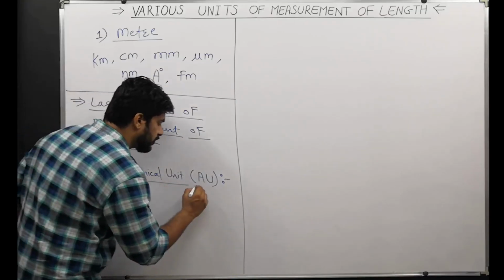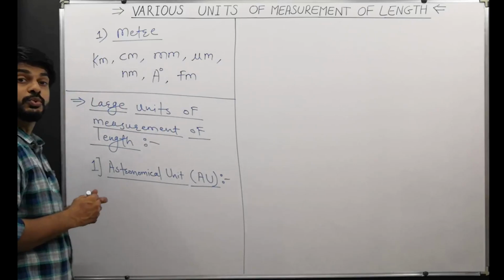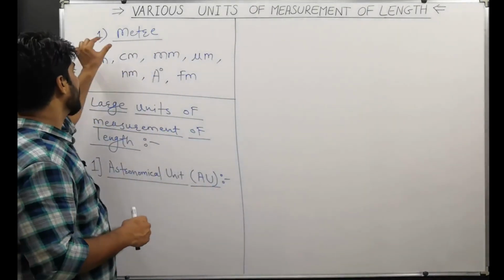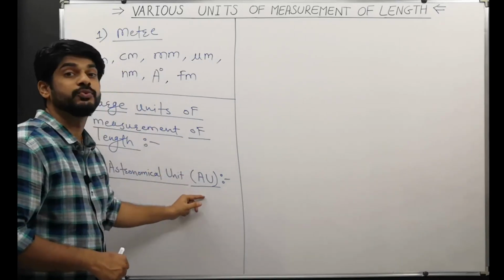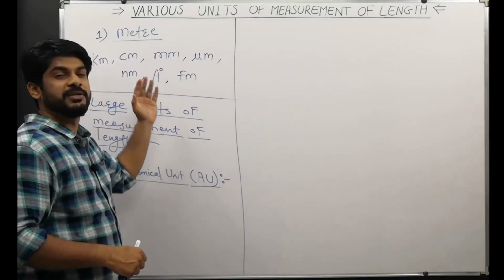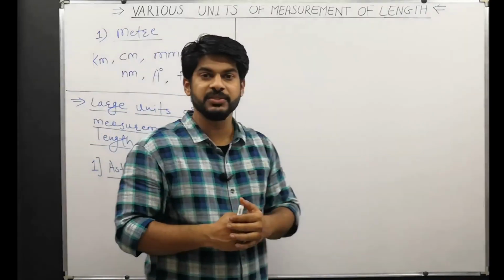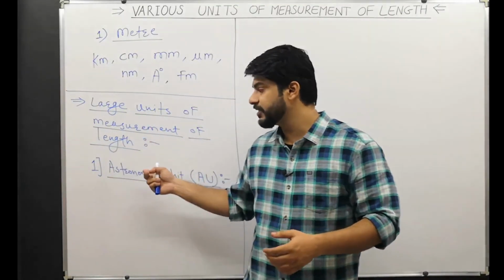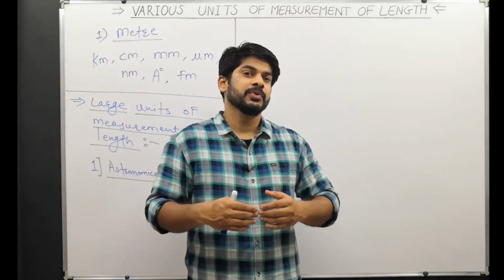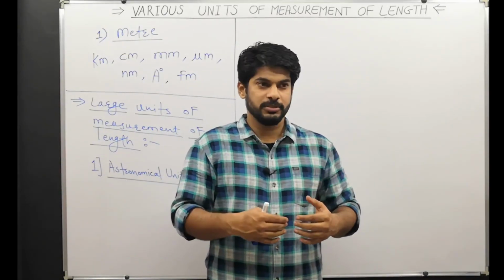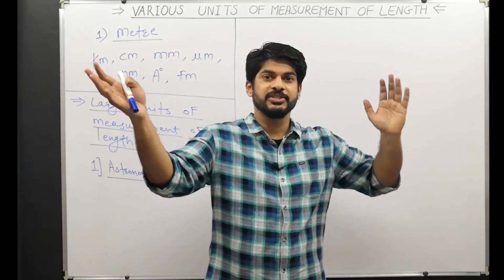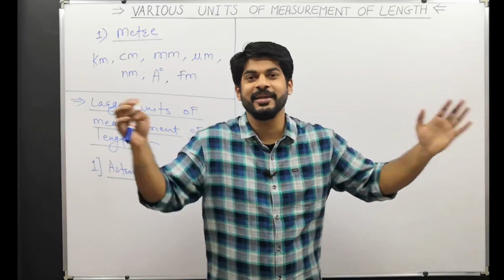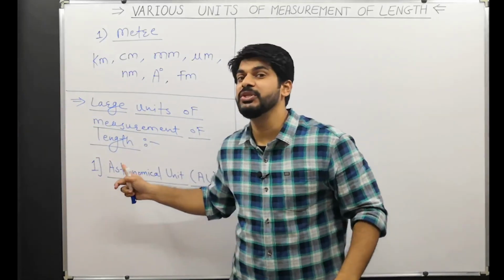This is one of the units that is used for the measurement of very large distances. Just like we have meter, we have AU. Just like we say the distance is 20 meters, the same way larger distances are measured in astronomical units. We say the distance between this star and that star is 20 astronomical units, something like that.